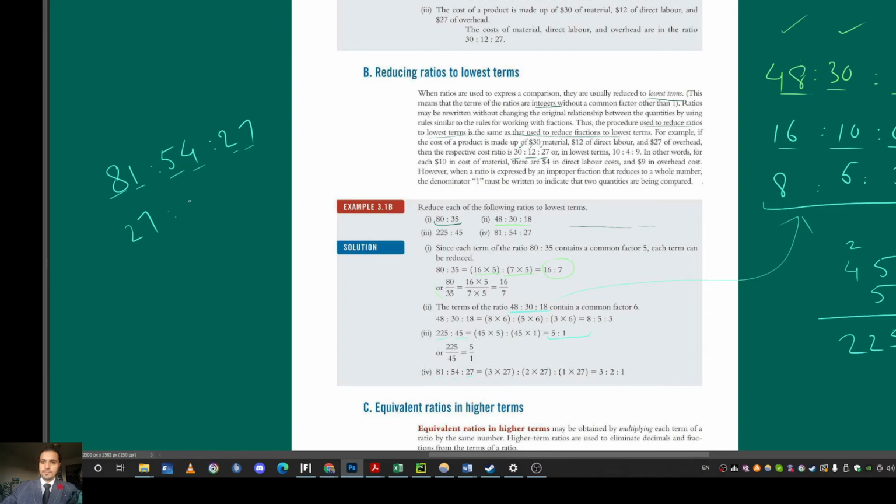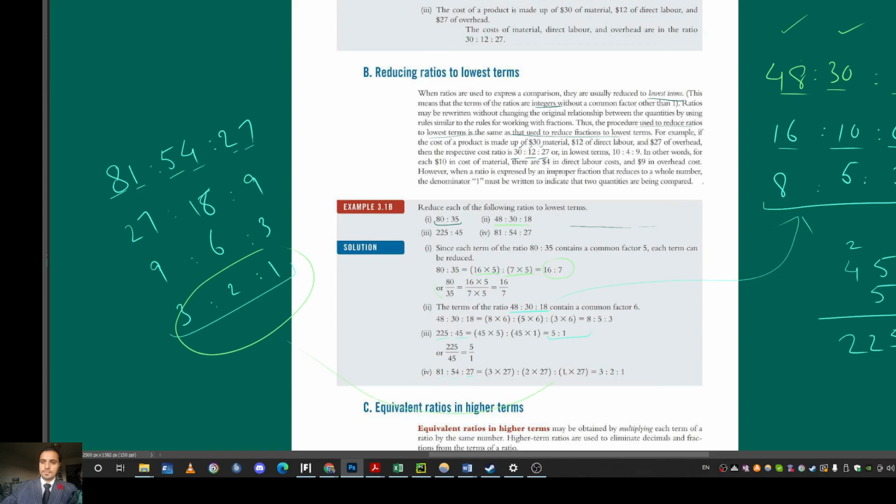54 divided by 3 is 18, and 27 divided by 3 is 9. Now 3 times 9 is 27, 3 times 6 is 18, and 3 times 3 is 9. Now 3 times 3 is 9, 3 times 2 is 6, 3 times 1 is 3. So here we have our answer, right?